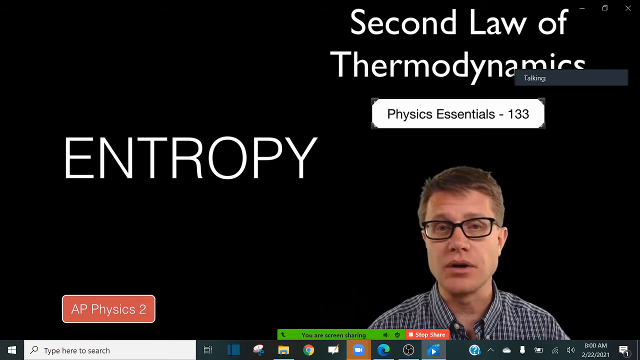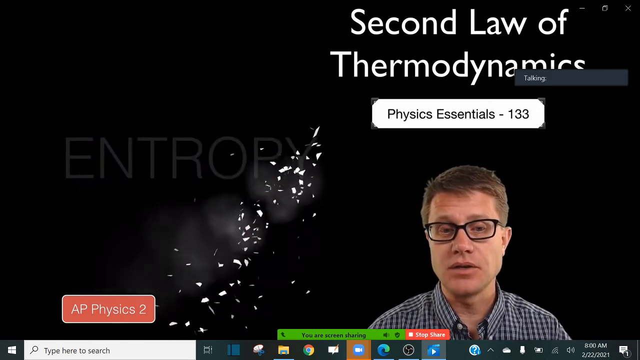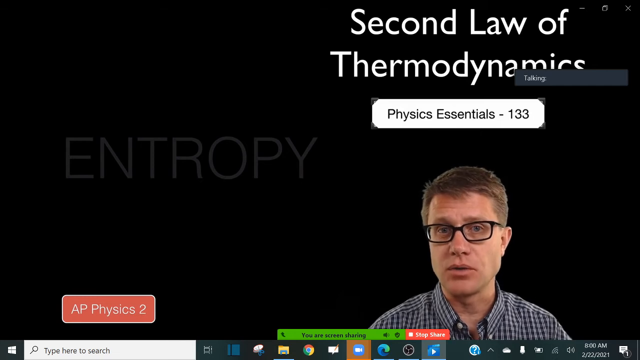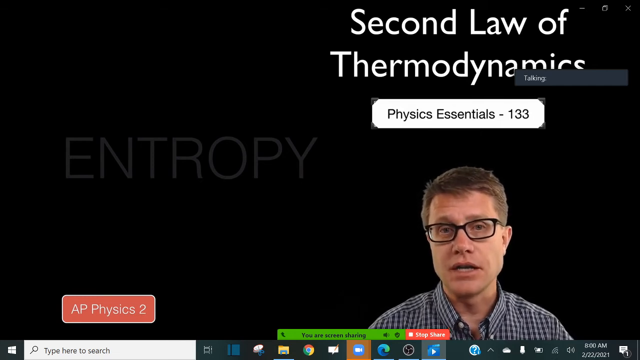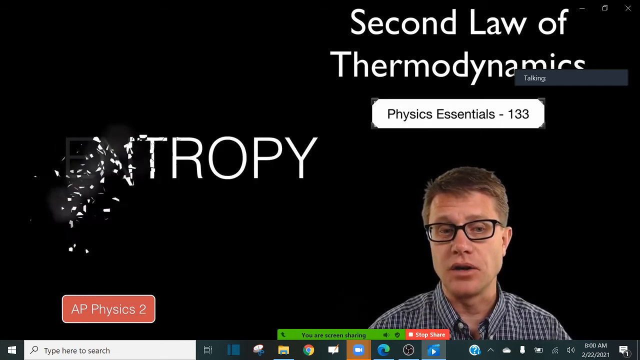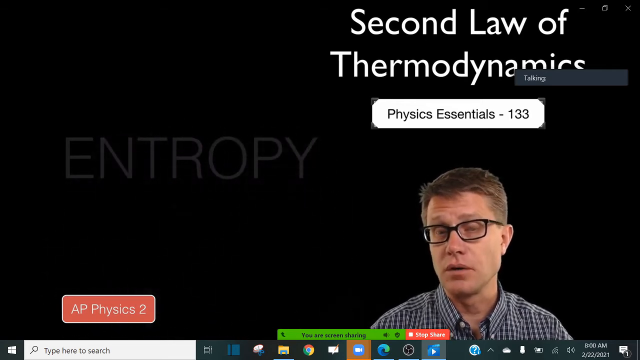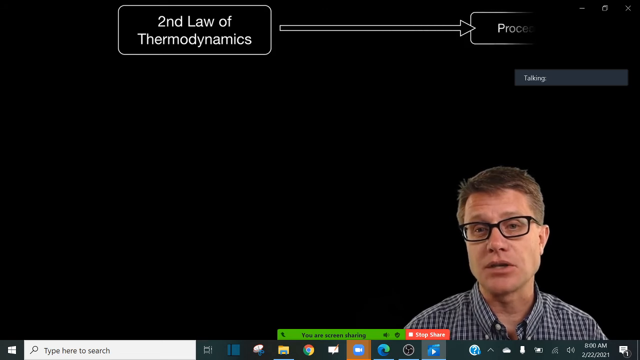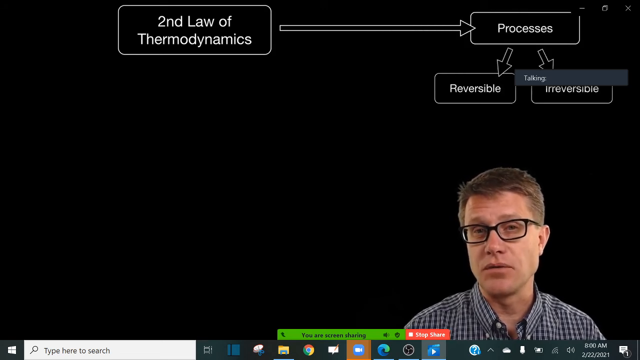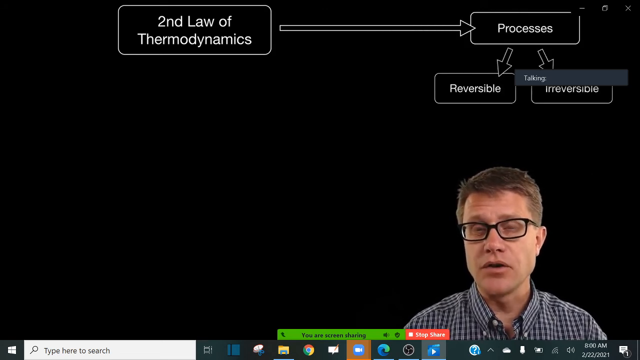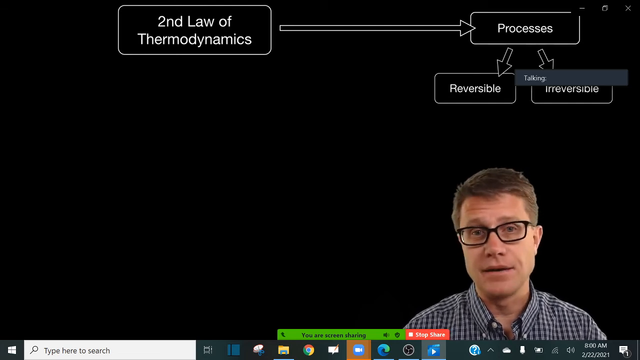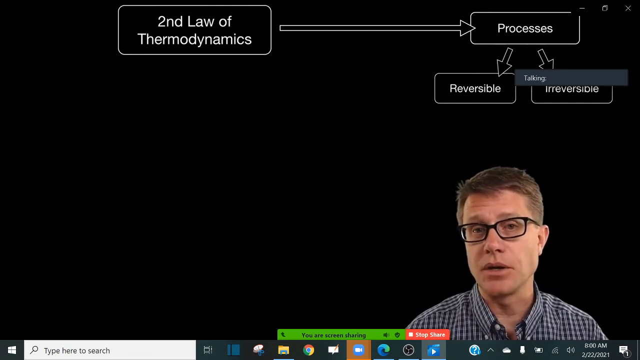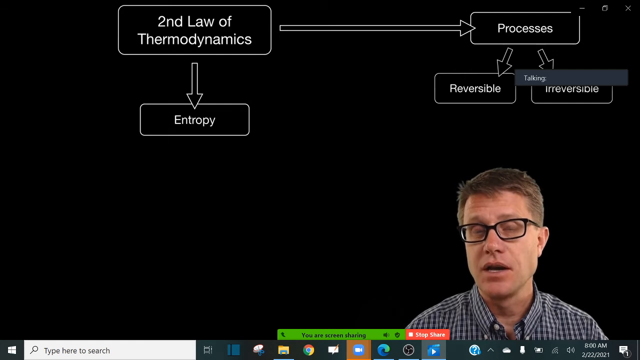And so if you watch the word entropy, I'm increasing the entropy. In other words, I'm increasing the disorder. And it's much more likely that it falls apart than that all those pieces would spontaneously come back together again. So the second law of thermodynamics relates to processes that can either be reversible or irreversible. Reversible means they can go either way, and the amount of entropy won't change. But in an irreversible process, the amount of entropy will increase over time.